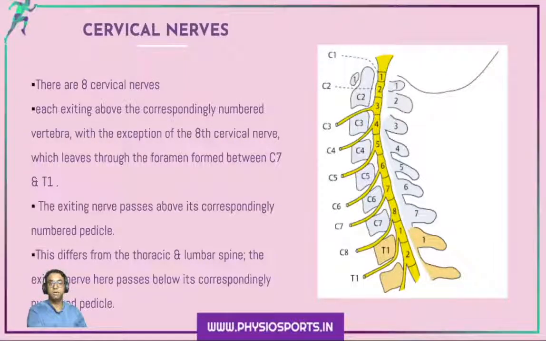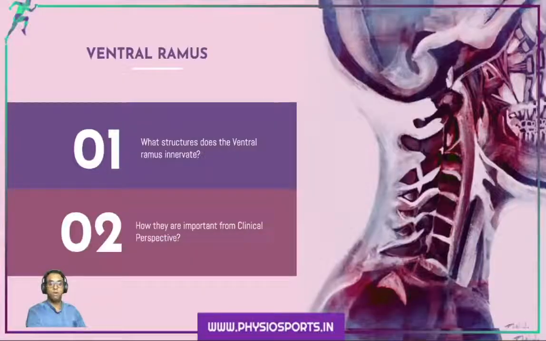The exiting nerve passes above the correspondingly numbered pedicle, and this differs from the thoracic and lumbar spine, where the nerve exiting passes below the correspondingly numbered pedicle. Each mixed spinal nerve divides into a ventral and dorsal ramus. Now first have a look at the ventral ramus. Let's see what structures the ventral ramus innervates and how they are important from a clinical perspective.